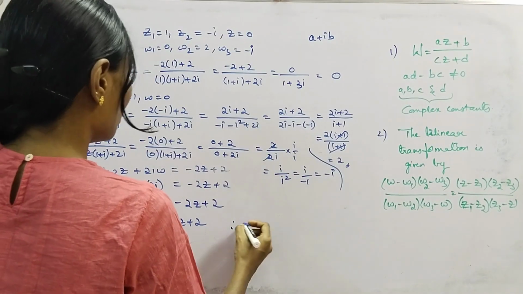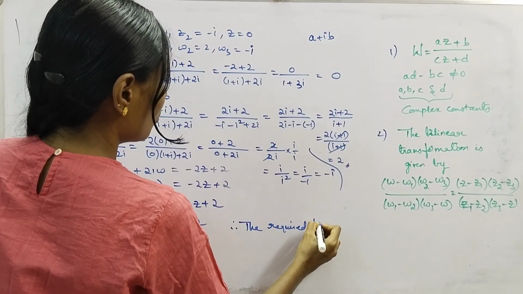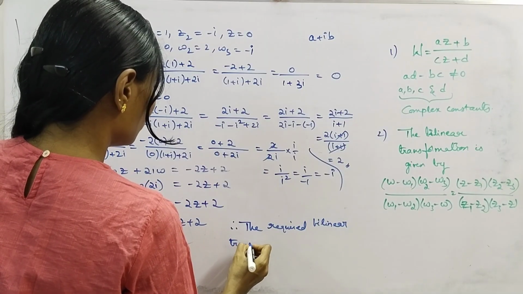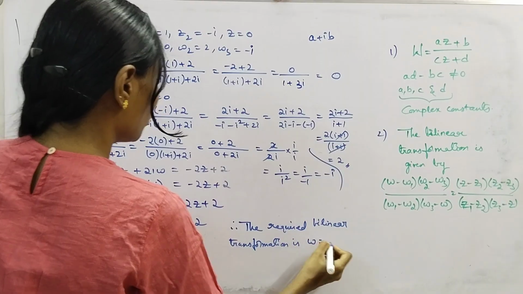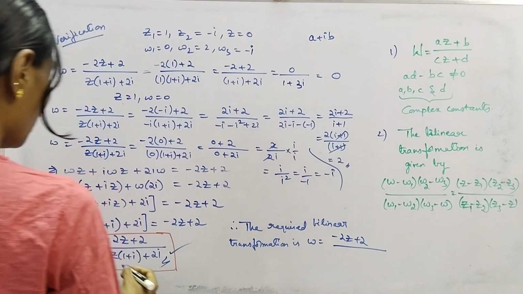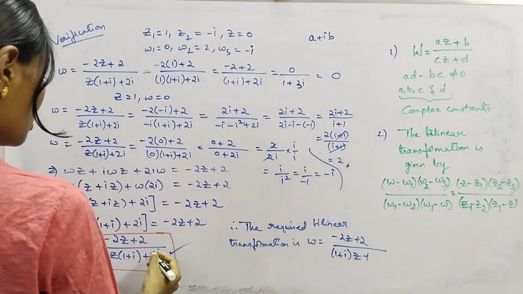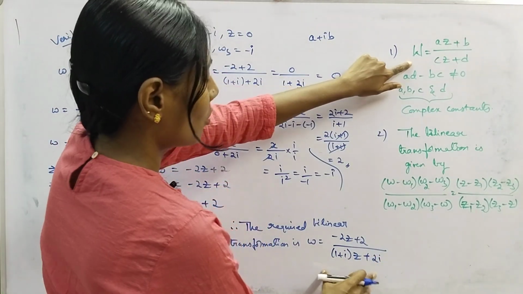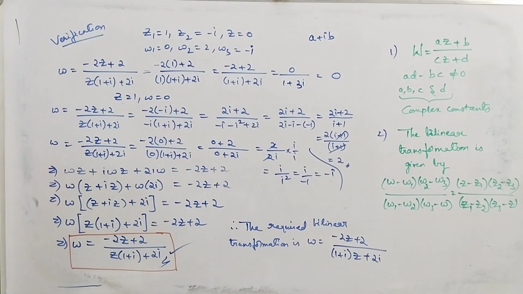So I'm giving the conclusion that therefore the required bilinear transformation is omega equal to minus 2z plus 2 by 1 plus i into z plus 2i. Okay, I'm writing in this form: az plus b by cz plus d. Okay, fine. So this completes one problem.